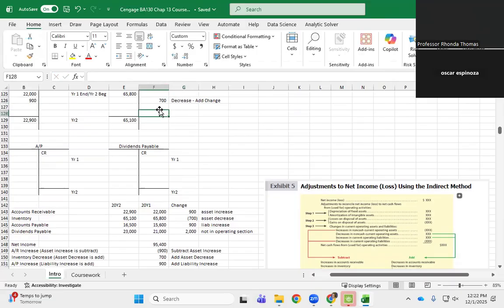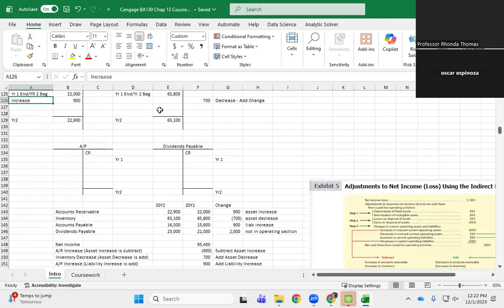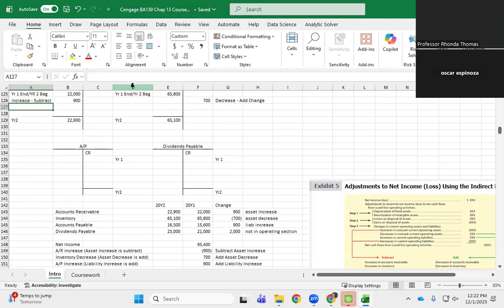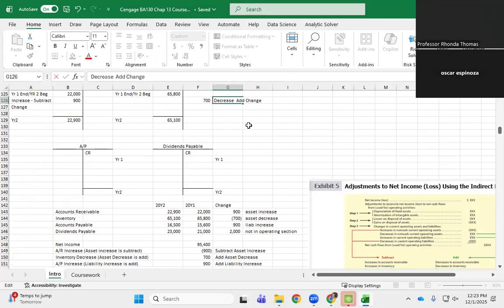Add change. All right, so then the same over here. This is an increase, so we subtract the change. Okay, actually, I'm going to put a plus sign here. Add change. Okay, subtract change. All right, that's why this is a positive, this is a negative.